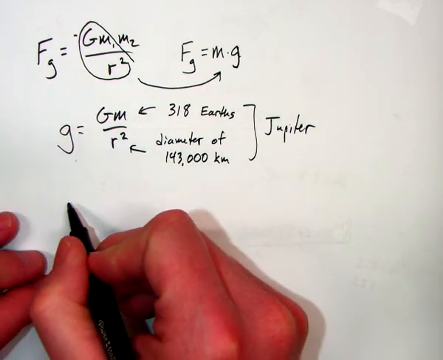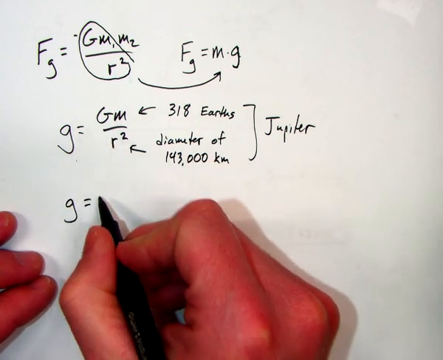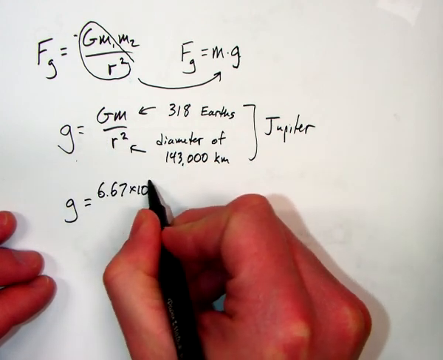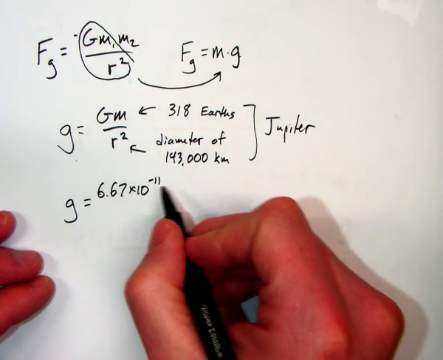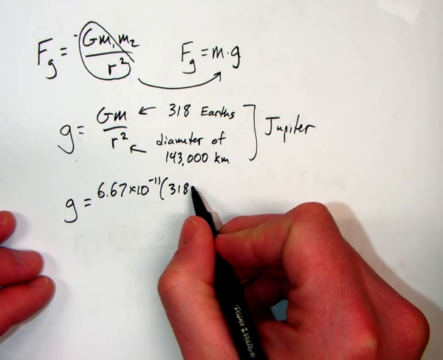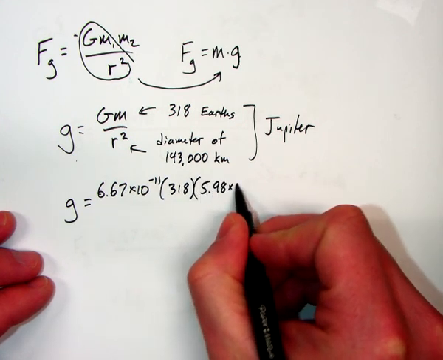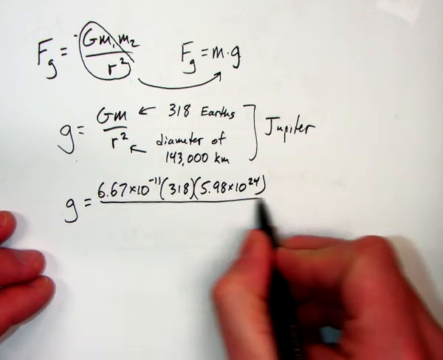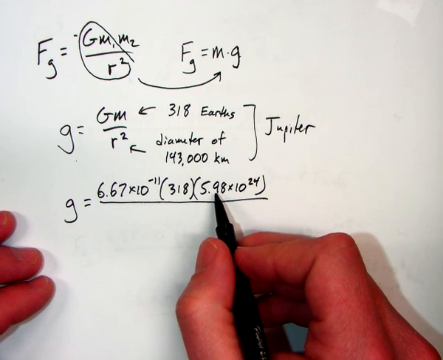So if I'm going to solve this for g on Jupiter, big G is always 6.67 times 10 to the negative 11th. Now, the mass of Jupiter is going to be 318 times the mass of Earth, 5.98 times 10 to the 24th. So the product of these two gives us the mass of Jupiter in kilograms.